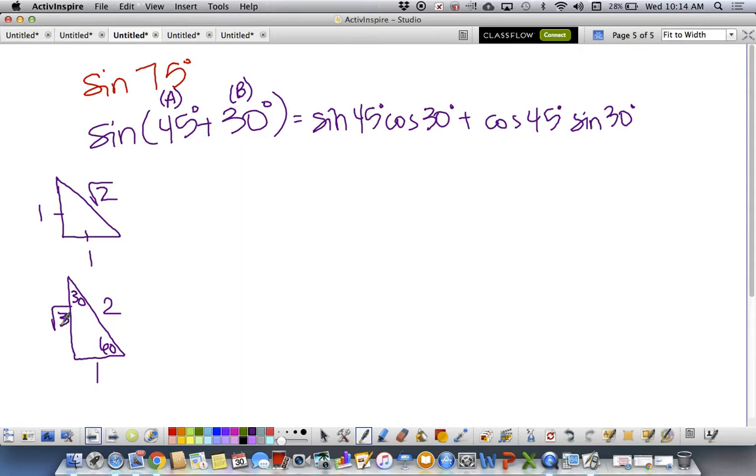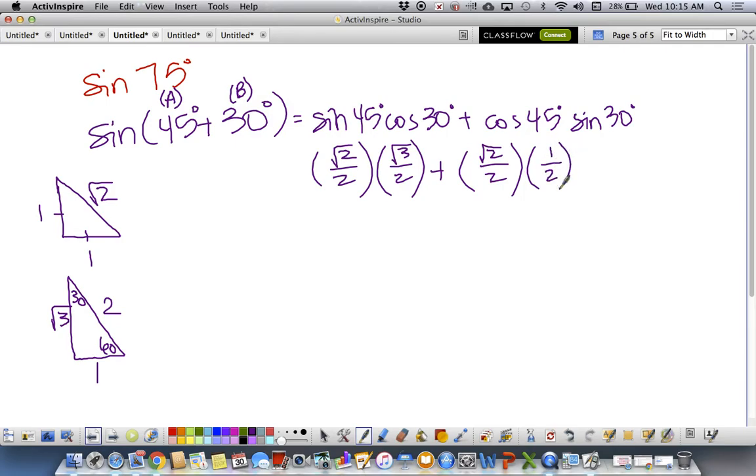So what is sine 45? Square root of 2 over 2. Cosine 30 is square root of 3 over 2. What about cosine 45? What about sine 30? 1/2. So we're multiplying fractions. How do we multiply fractions? Square root of 2 over 2 times square root of 3 over 2 is square root of 6 over 4. Square root of 2 over 2 times 1/2.